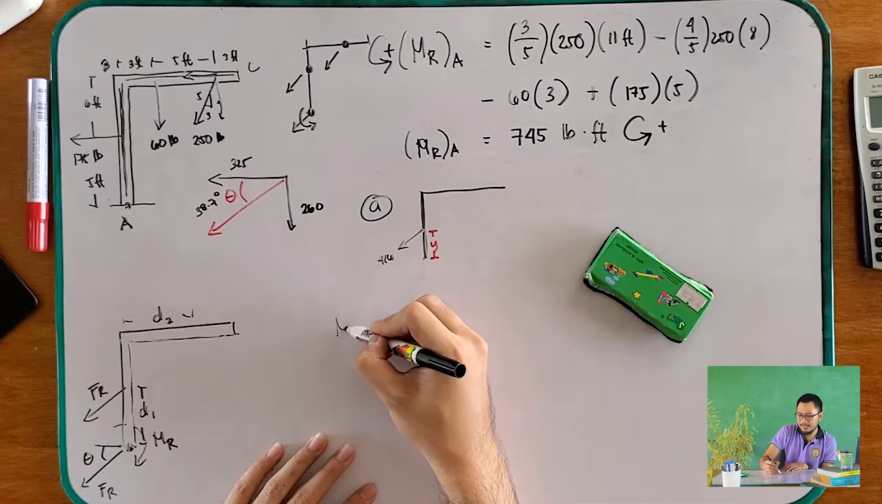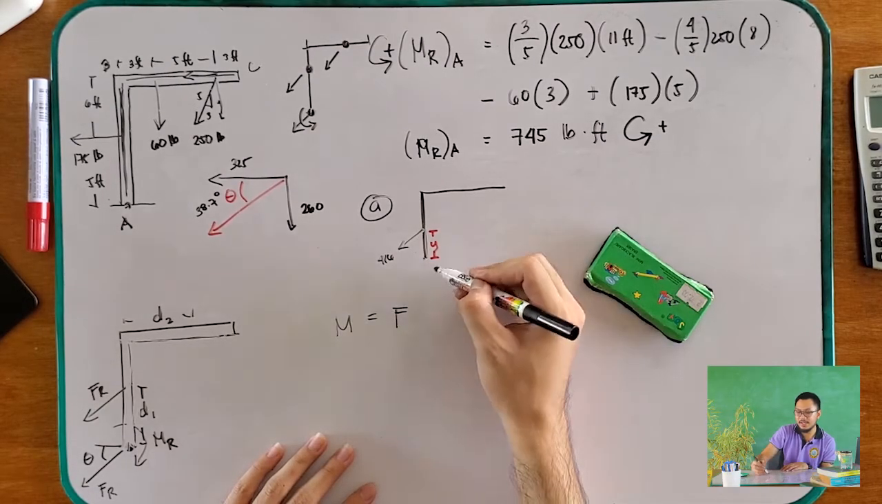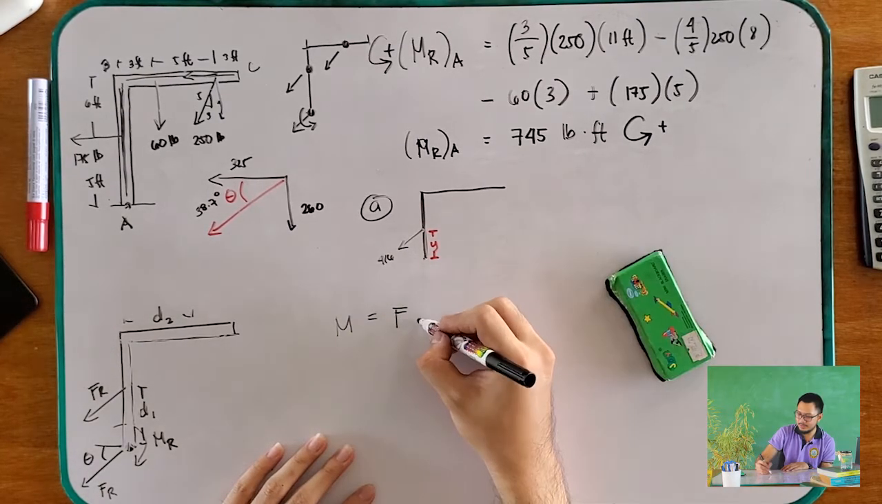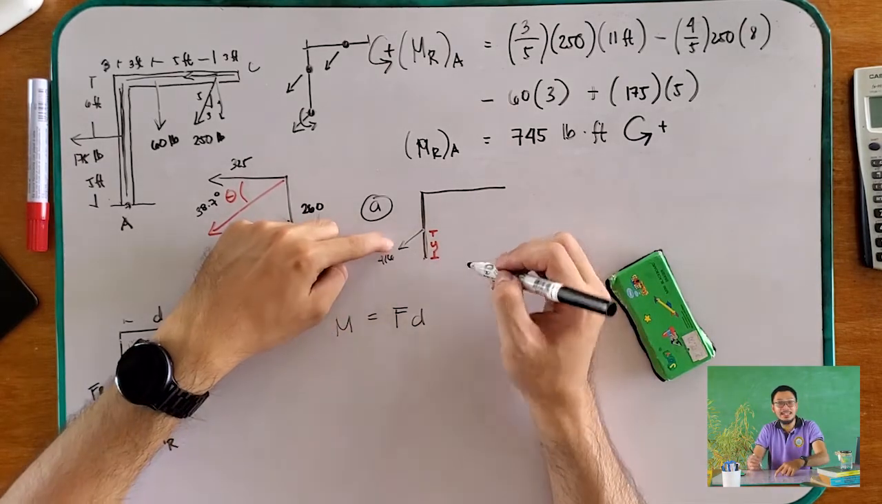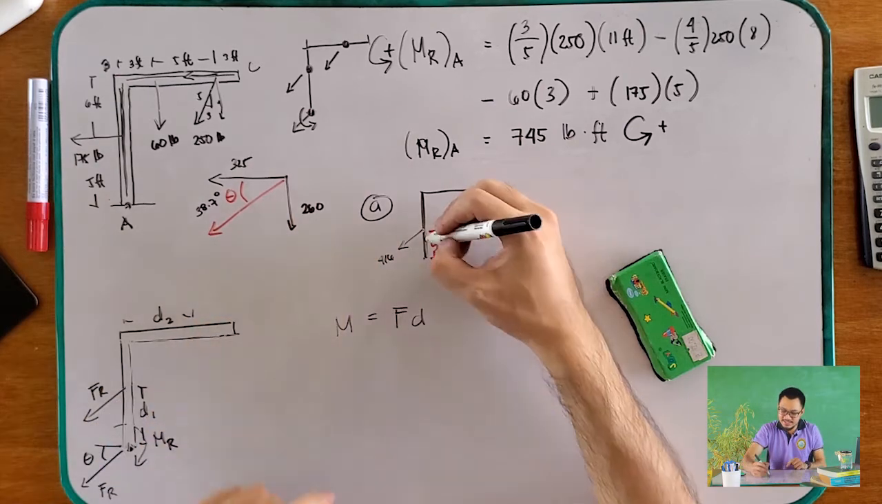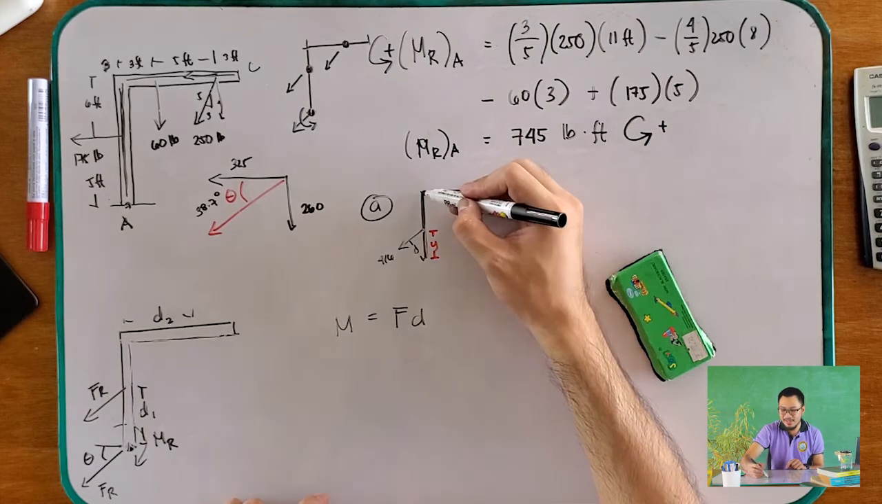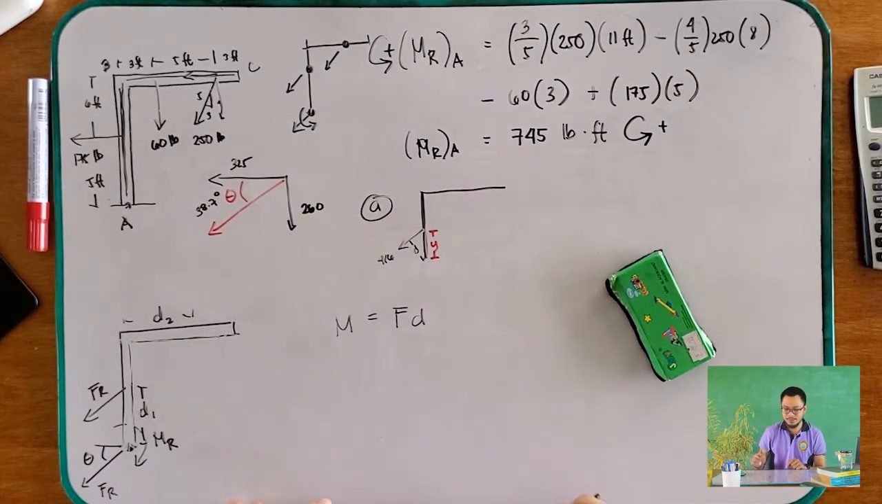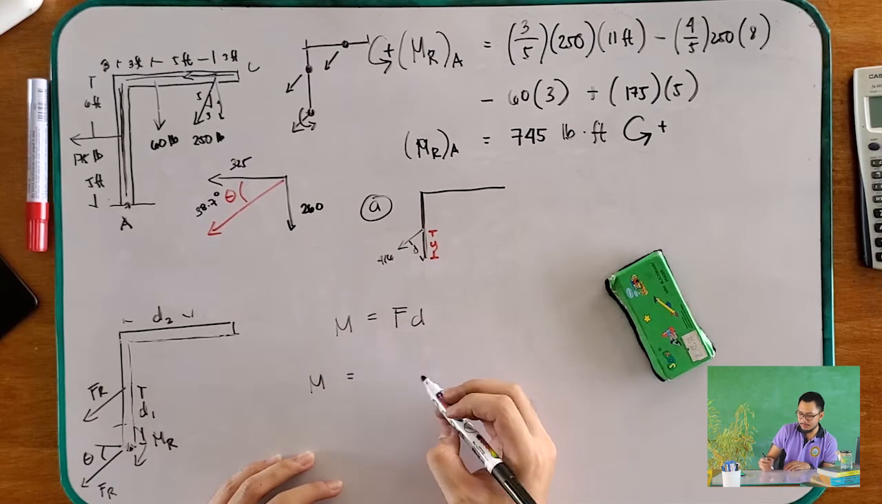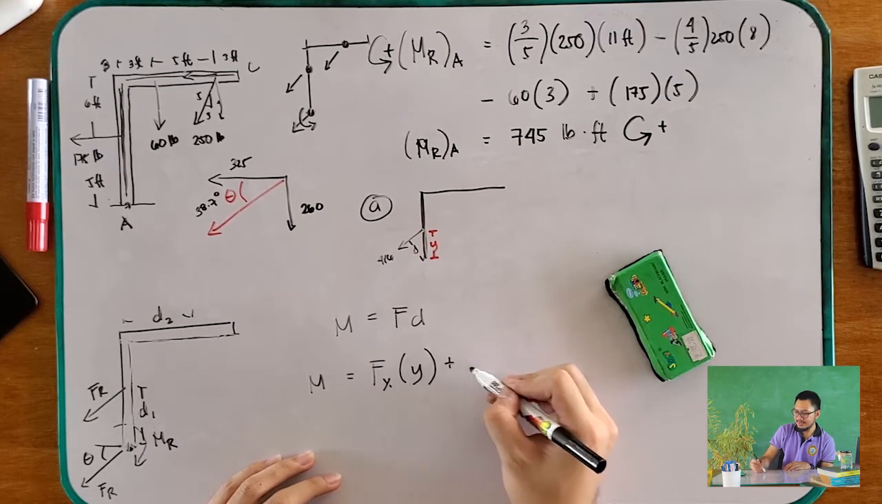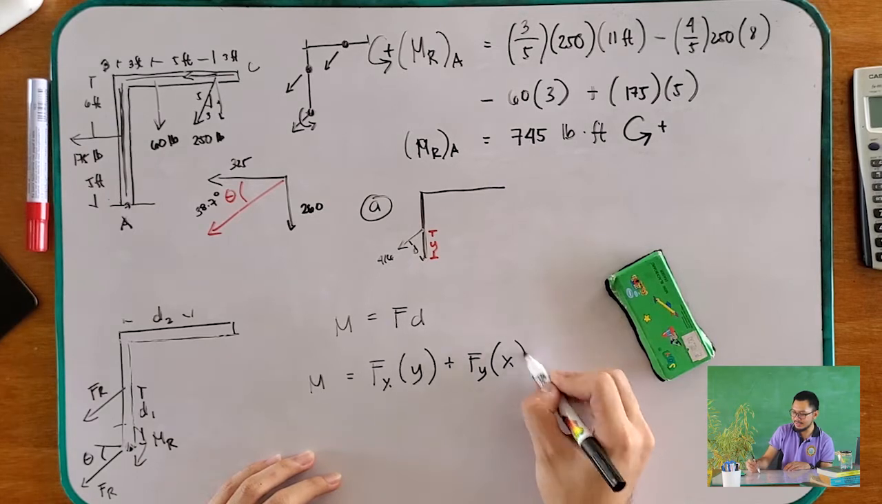So, what we are looking for is y. We have the formula, moment is equal to force times distance. But in this case, what we are looking for is y. We know this force has two components, so the distance is not what we want. What we want is the distance along the column, which is your y. So, moment is equal to Fx times y plus Fy times x.